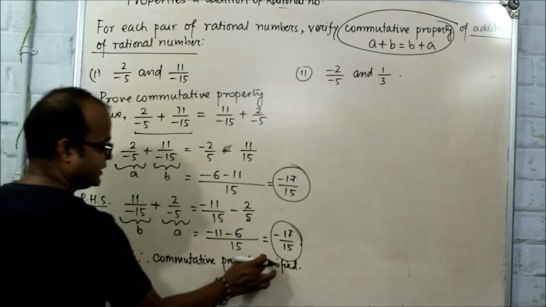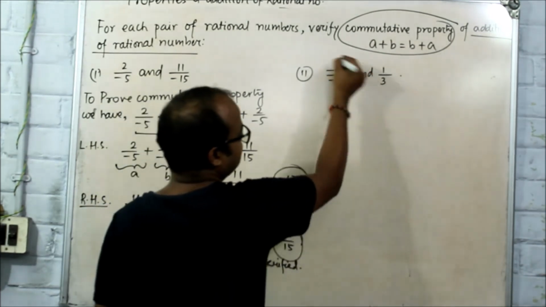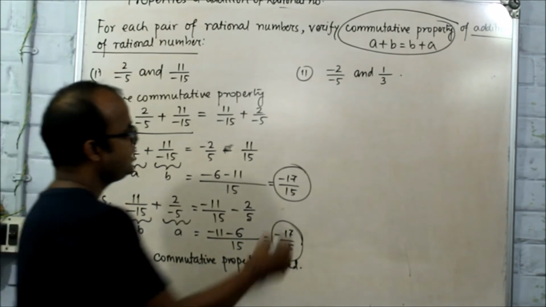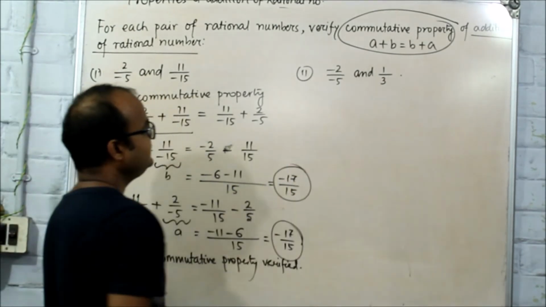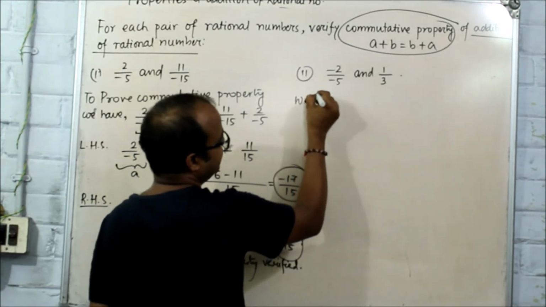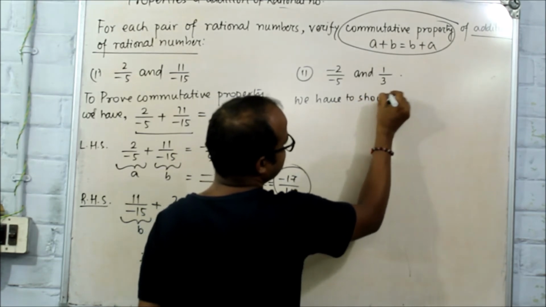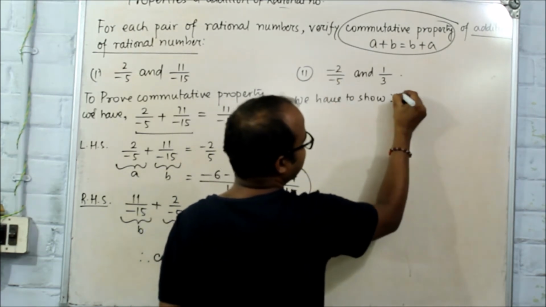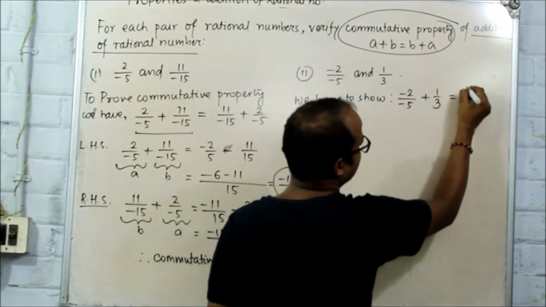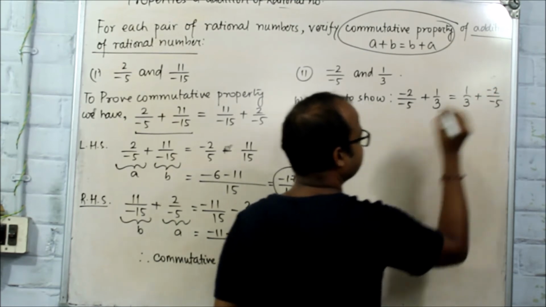Commutative property verified. Now let us discuss this problem. Again we need to verify the commutative property only. So we write, or you can write in short, we have to show that minus 2 by minus 5 plus 1 by 3 is equal to 1 by 3 plus of minus 2 by minus 5.